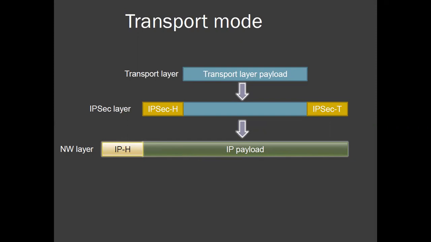Transport mode does not protect the IP header, and it does not protect the whole IP packet. It protects only the packet from the transport layer, which means only the IP layer payload is protected by IPsec. In this mode, the IPsec header is added to the information coming from the transport layer, and the IP header is added later on.